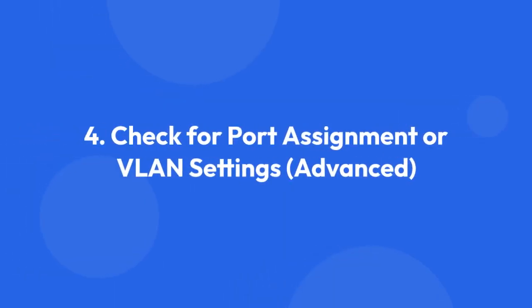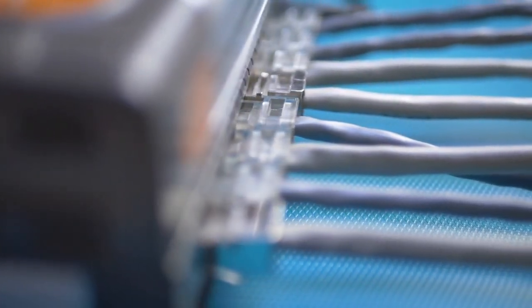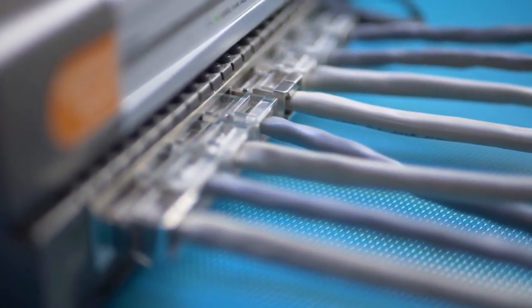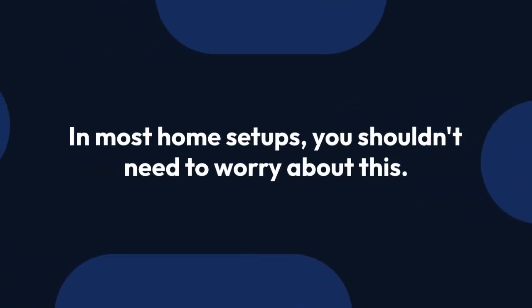4. Check for port assignment or VLAN settings, advanced. In more advanced router setups, you might find options for assigning specific ports to different VLANs, virtual LANs, or assigning static IP addresses. If a port is assigned to a VLAN that your device isn't part of, it won't be able to communicate. Unless you specifically configured VLANs, this is less likely the cause of inactive ports, but it's worth reviewing if the earlier steps fail. In most home setups, you shouldn't need to worry about this.